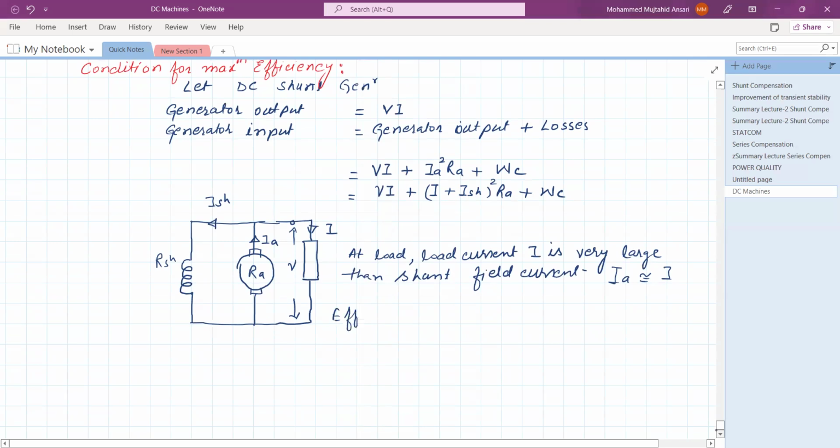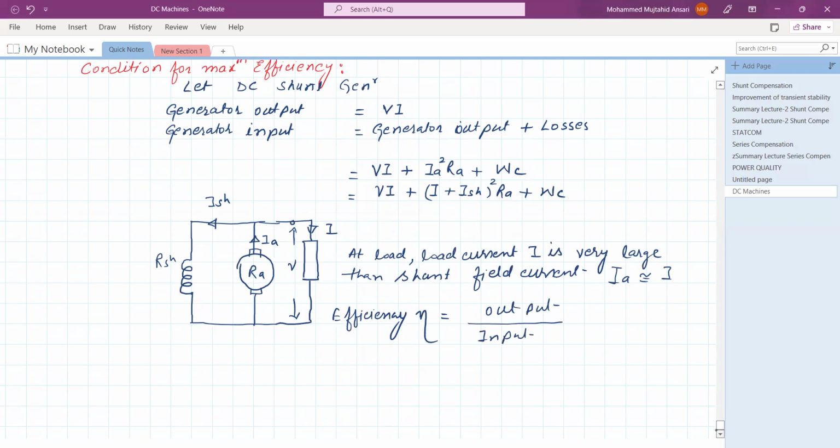the efficiency is equal to output divided by input. Output is V into I, and input is output plus losses. So V into I is the output, plus IA squared RA plus WC. Now IA can be written as equal to the load current. So efficiency equals V into I divided by V into I plus I squared RA plus WC.